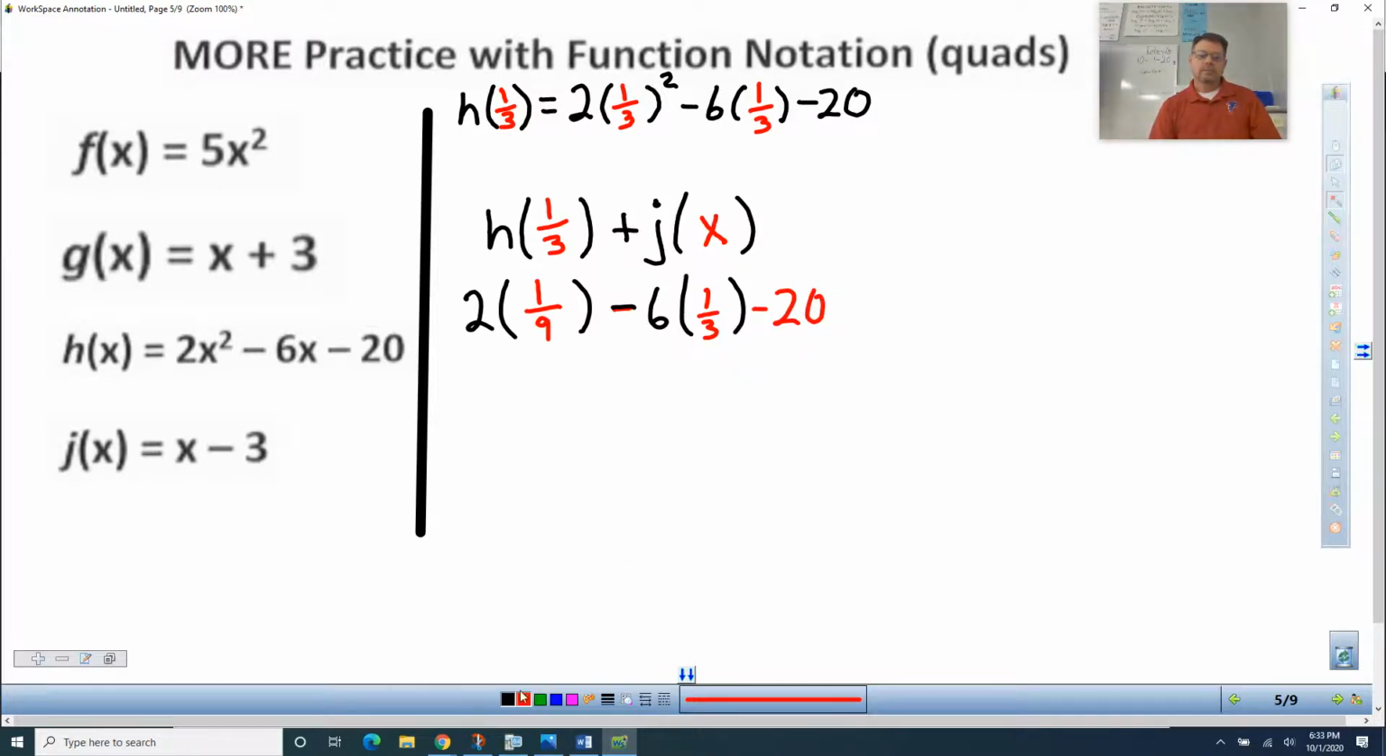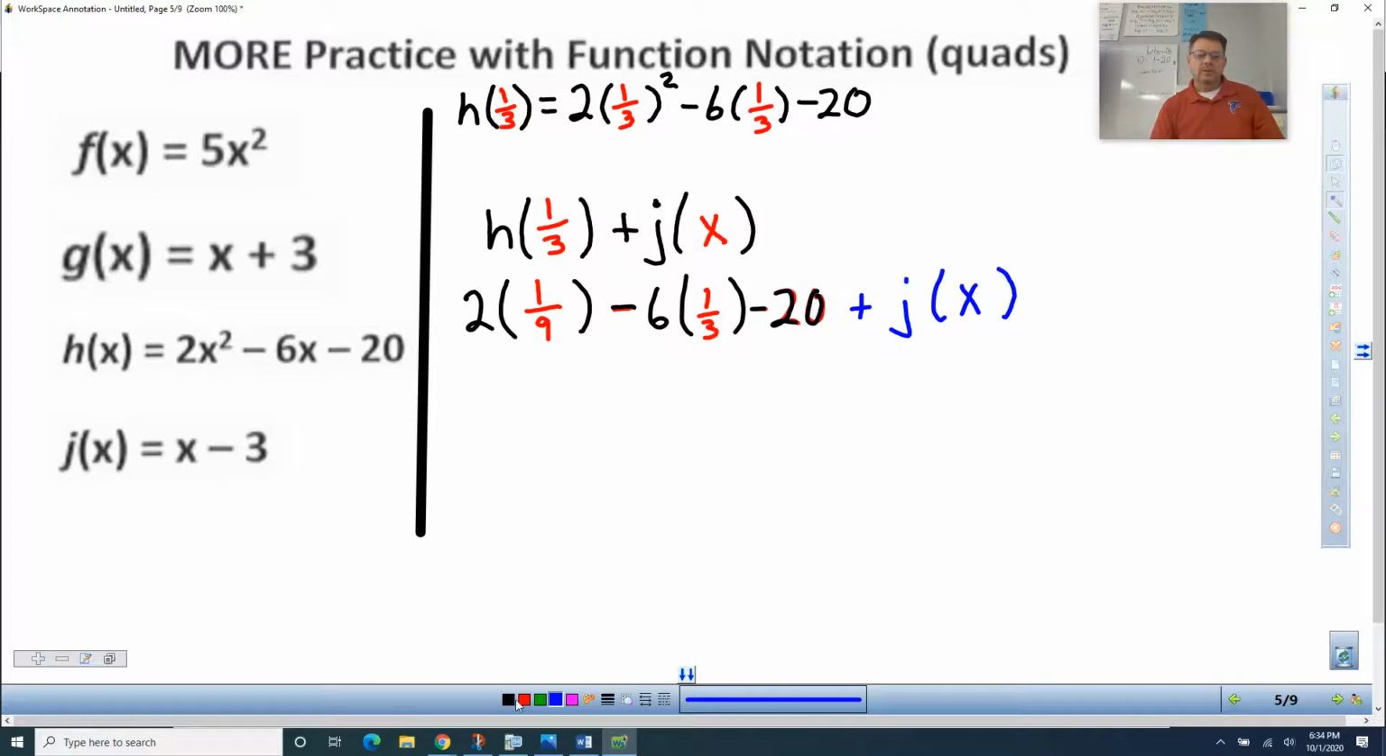And I'll tell you what, I'm going to put plus j of x. Now I'm just going to leave that alone for just a second here. We'll plug that in in just a second, which is going to be x minus 3. Let's finish simplifying this side first, okay? Holy cow, what in the world is all this going to be?